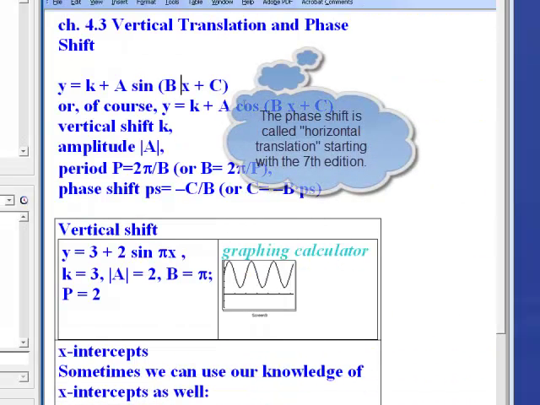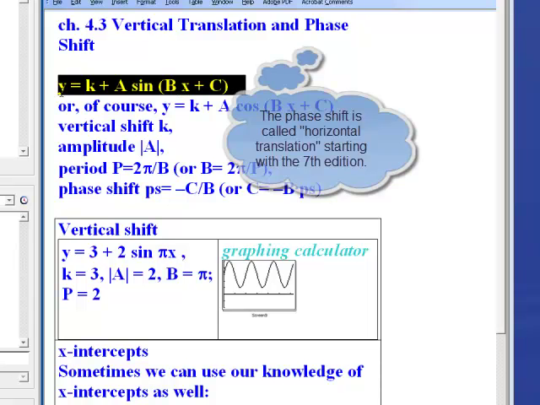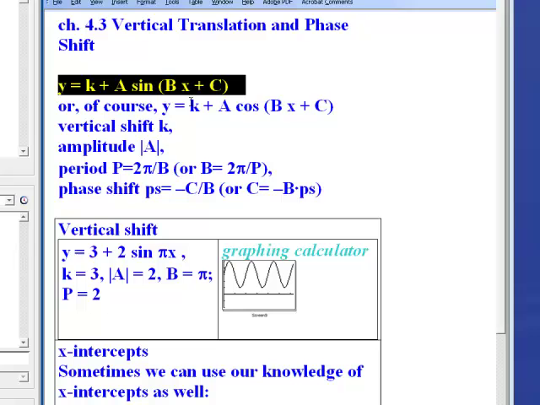Welcome to a session on vertical translation and phase shift. And this is pretty much the finished equation that we graph for sine as well as for cosine.